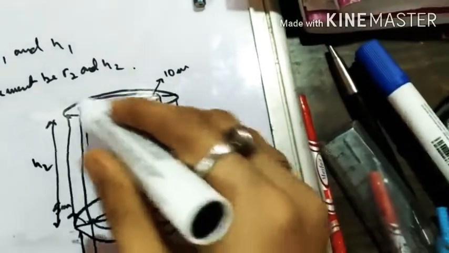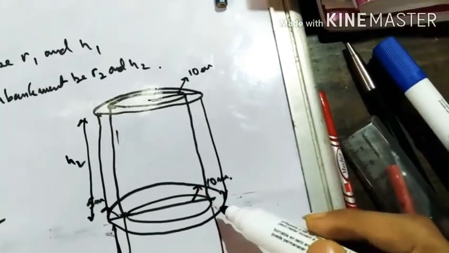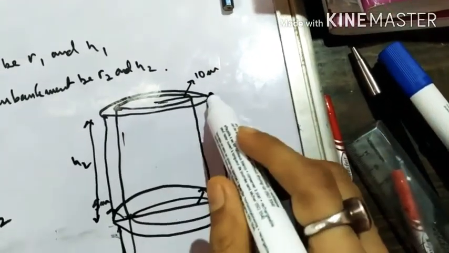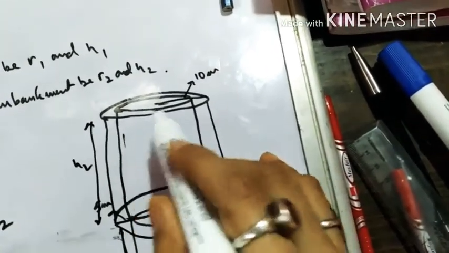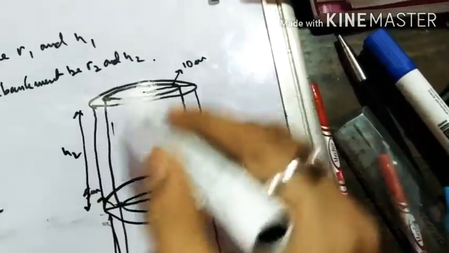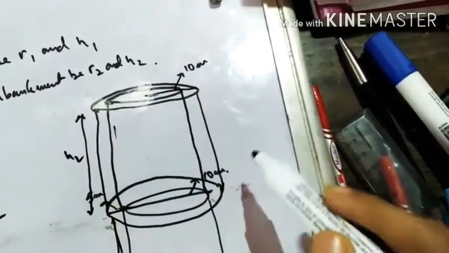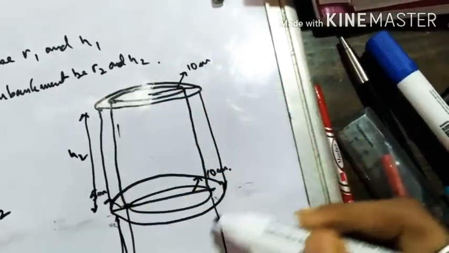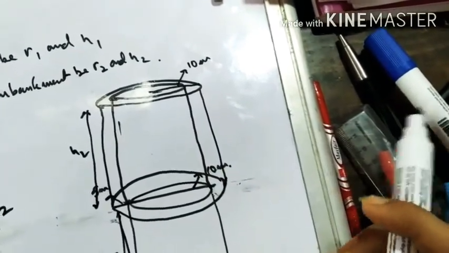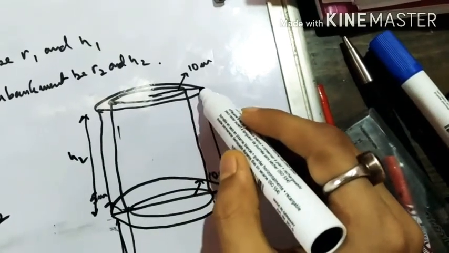So the volume of this embankment, you see, the embankment looks like a cylinder. So to find the volume of this embankment, I will have to find the volume of the outer cylinder minus the volume of the inside cylinder. Then I will get the volume of this embankment. The volume of the outer cylinder will be pi R2 square H2.